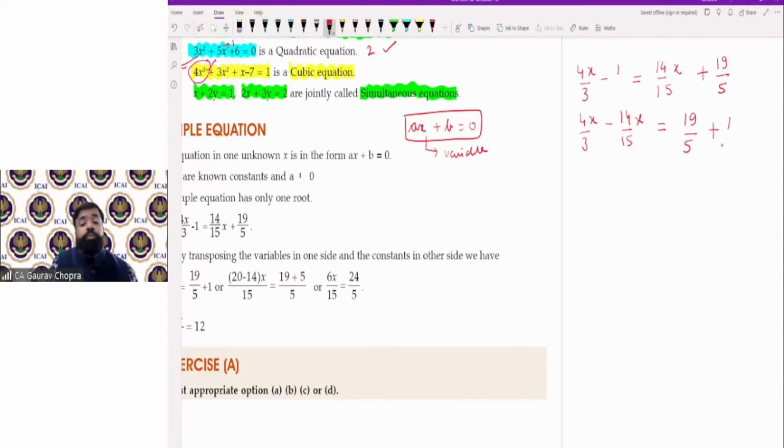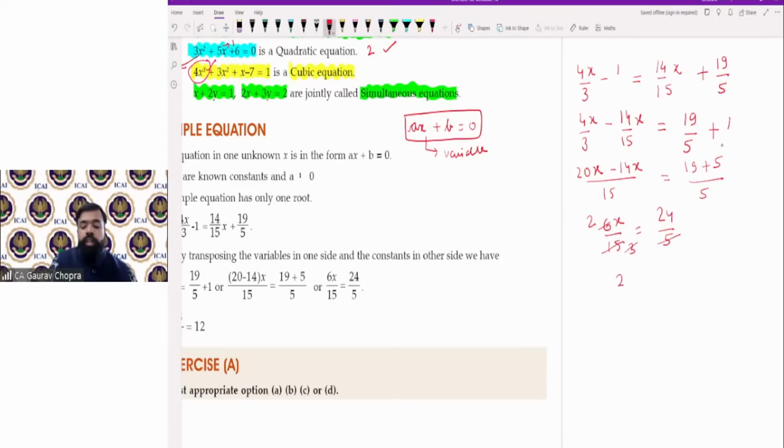We can take the LCM. What is the LCM of 3 and 15? Of course, 15. Now, 15 divided by 3 is 5 and 5 into 4 is 20. So it becomes 20x minus 14x equal to. Now, take the LCM on the right hand side as well. It is 19 plus 5 divided by 5. So what is left? 6x upon 15 is equal to 24 upon 5. Let's cancel. 5 and 15 are getting cancelled. Then 3 and 6 are getting cancelled.